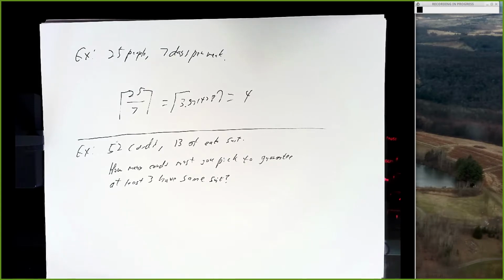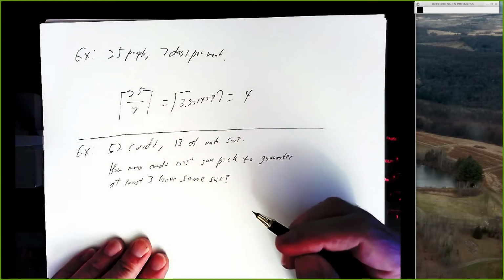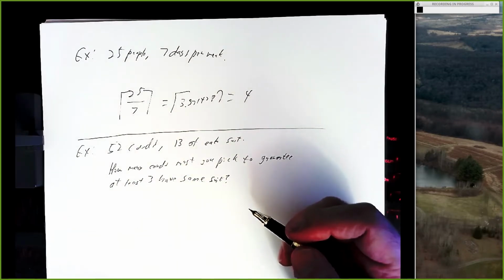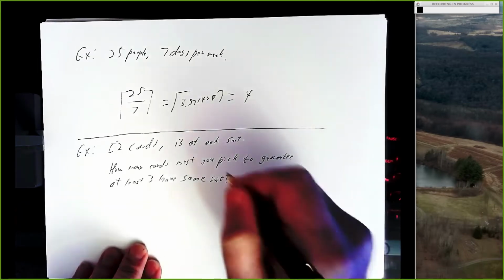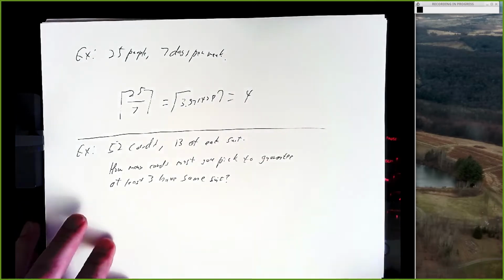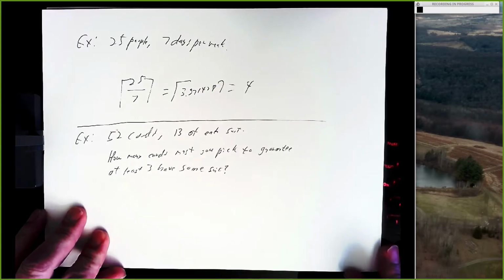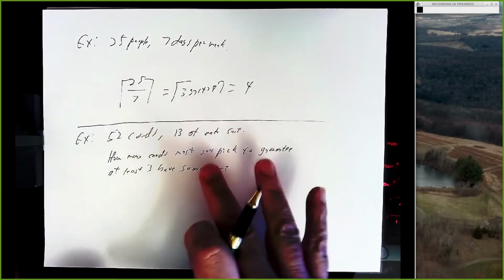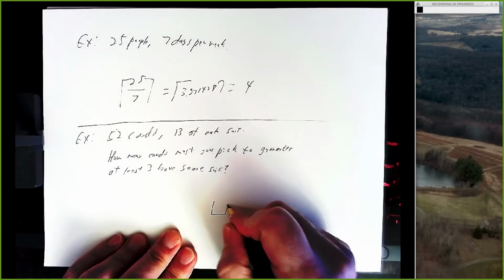It could be I pick 3 cards, and I get a 2 of hearts, a 3 of hearts, and a 4 of hearts. I got 3 cards with the same suit, but that's not guaranteed. I could pick 3 cards and get a 2 of clubs, a jack of diamonds, and an ace of spades. So this question is really asking, what's the minimum number of cards you have to pick to guarantee that you've got at least 3 of the same suit? And problems like this, right? Think about the pigeonhole principle.